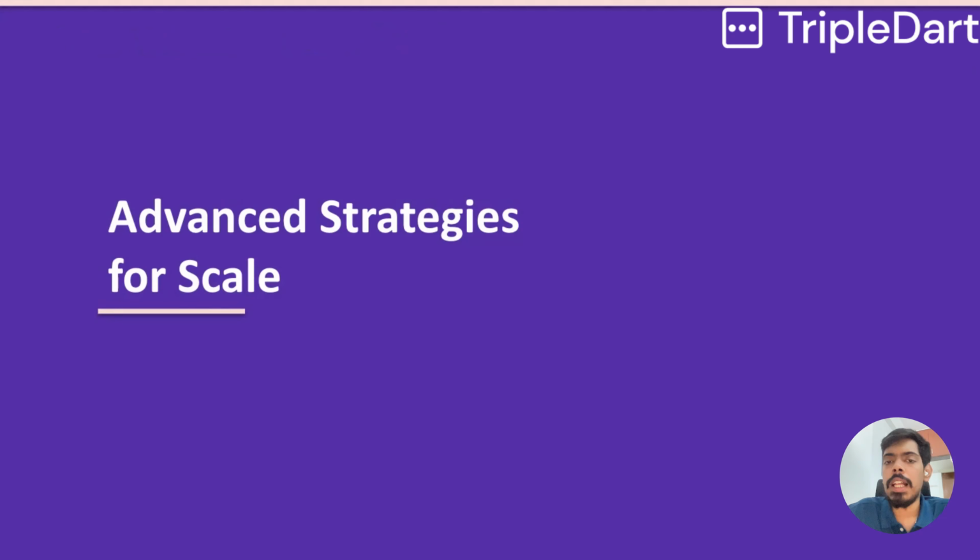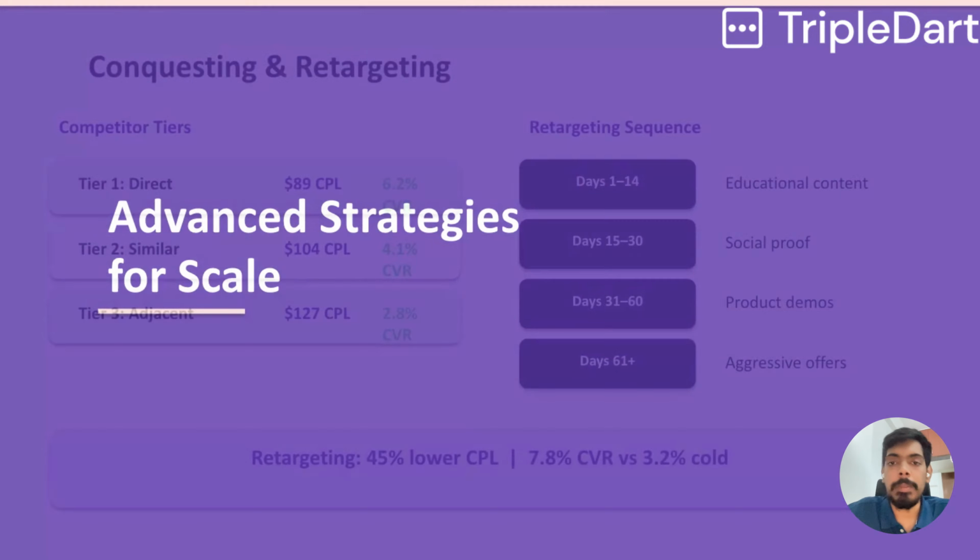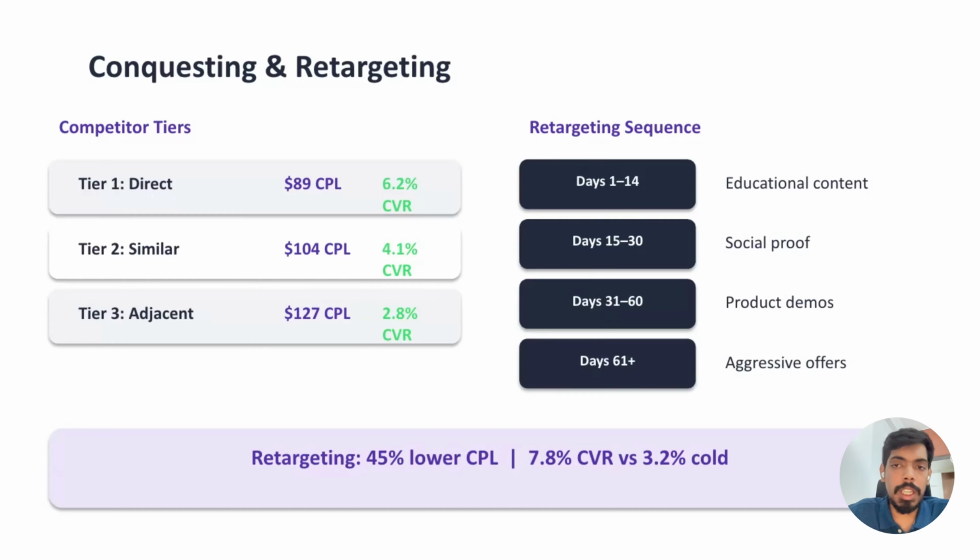Let's get to a few advanced strategies for SaaS PPC now. On competitor conquesting, tier your competitors. Direct alternatives get aggressive bids and dedicated comparison pages. That tier runs at around $90 CPL at 6.2% conversion. On retargeting, SaaS cycles typically run 60 to 180 days. So use a sequence: educational content early, social proof mid-cycle, demos later, direct offers after 60 days. Retargeting runs 45% lower CPL than cold campaigns.